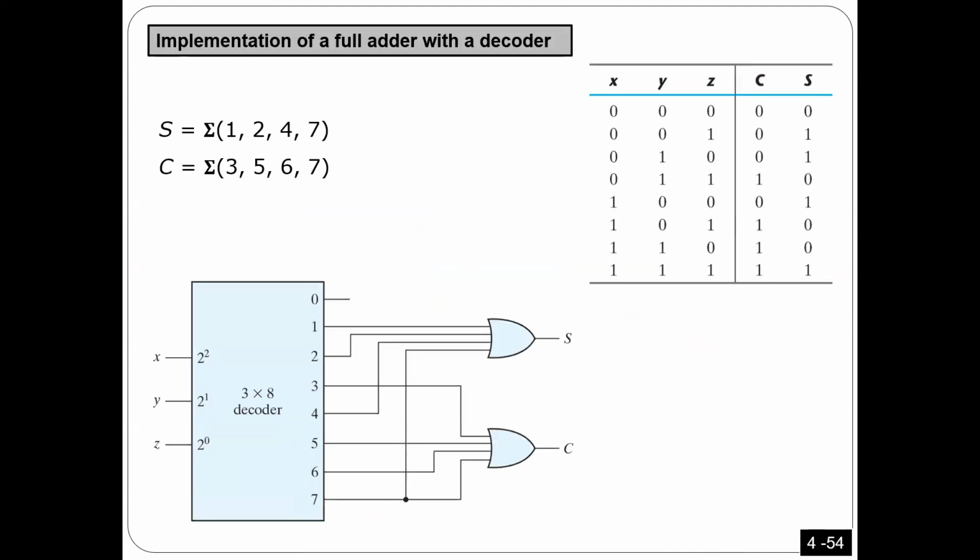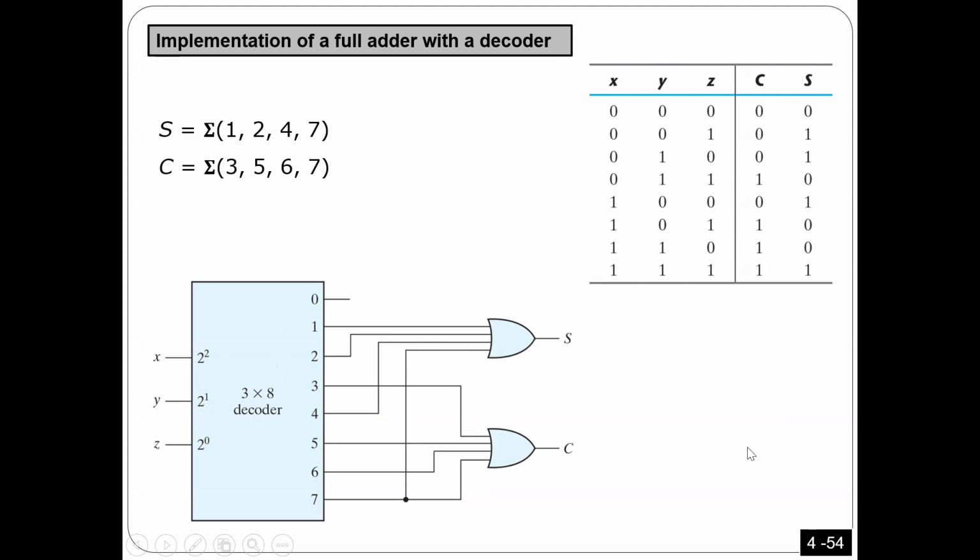Yeah, that's exactly what I mean. Here, I want to implement the full adder, carry and summation. This is the full adder I explained before. If you have 0, carry is 0, summation is 0, and so on. I want to implement this one using decoder.